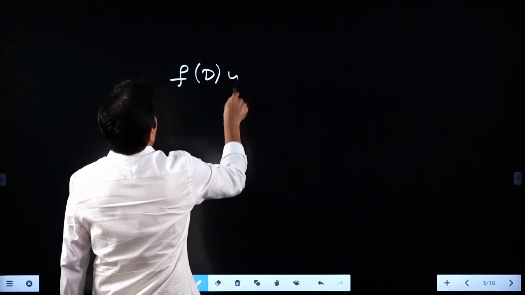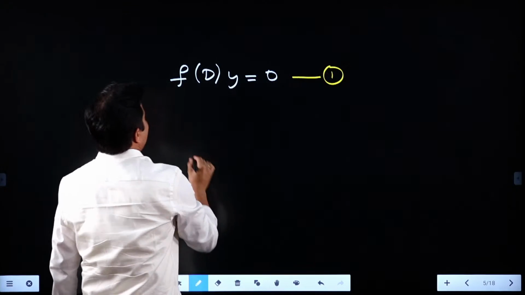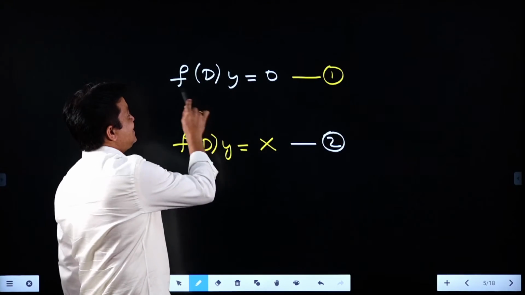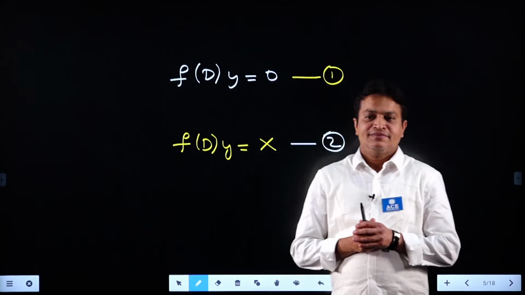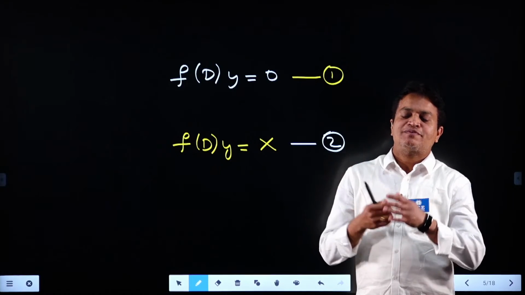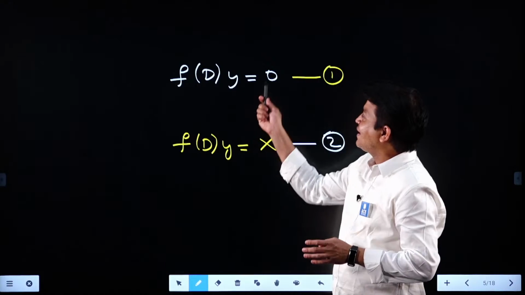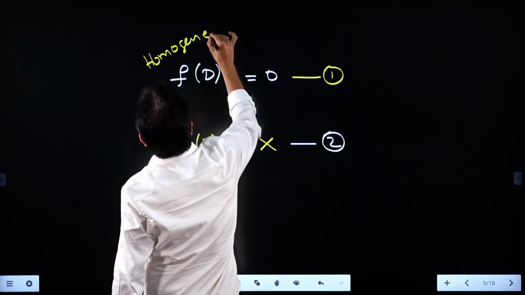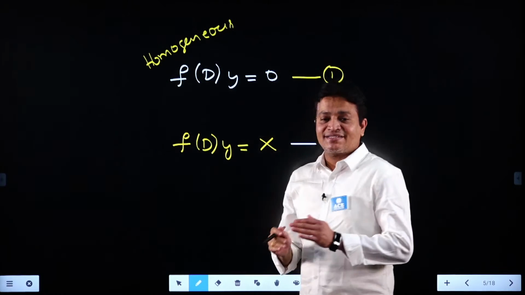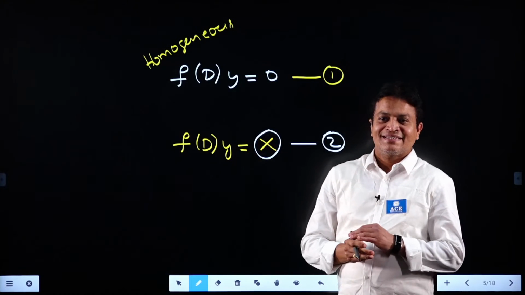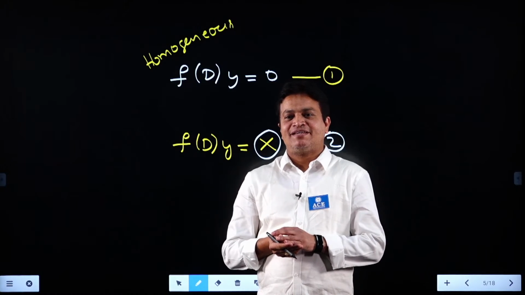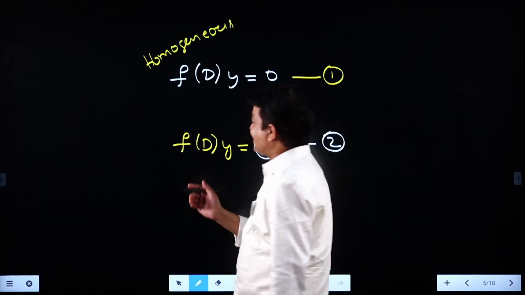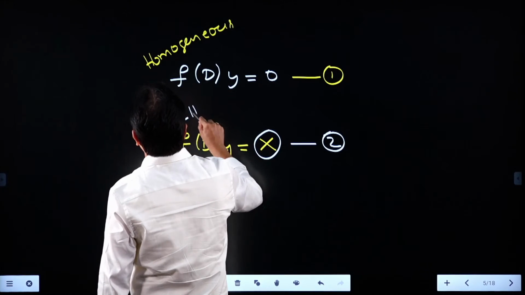F of D into y equal to 0 form. And another form is F of D into y equal to capital X form. F of D is a polynomial function in D. D for d by dx. D square, D cube, such terms will be there. So this, where the right side is 0, is called homogeneous linear differential equation in higher order. If the right side is not 0, capital X is some function of x. It may be e power x plus b, sin or cos x plus b, or x power m, or e power x into v form, tan x, log x, whatever it is. Then it is called non-homogeneous linear differential equation in higher order.